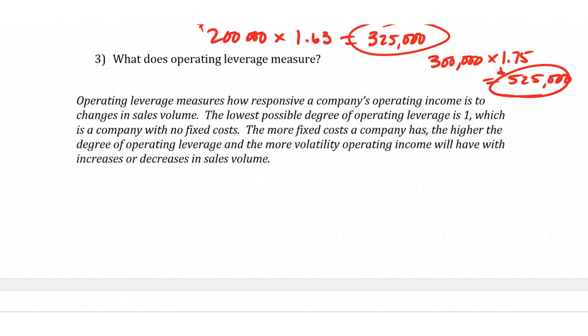And so when sales are increasing, that's great. We're going to see a bigger increase, right? We're going to see a bigger jump, and that's what we saw with Sally, right? Sally's went up 75%, the other one only went up 63%. But there's a downside. If sales decrease, Sally's is going to drop faster because she has a higher degree of operating leverage.